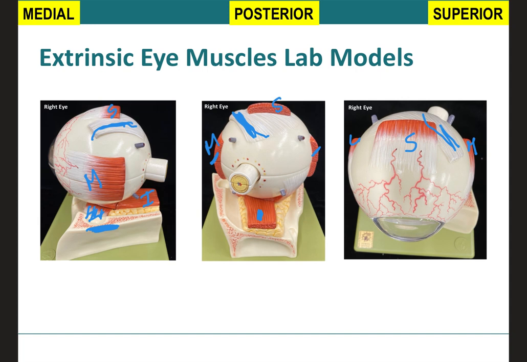So again, always search for the obliques, see where the obliques are going. They always go to the medial side. Therefore, you will know what's medial and what's lateral. If they're going on an angle, they're going to be the obliques. If they're going straight to the back, they will be the recti.